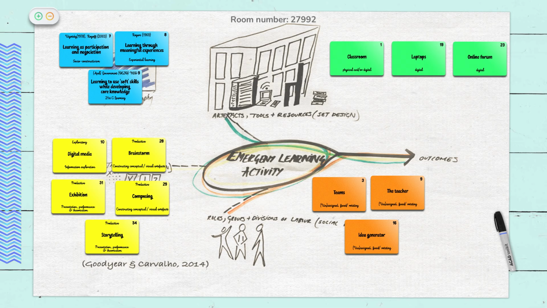In the part of space and objects, it's pretty simple. I just put a classroom because the whole project is developed in the classroom. Then laptops, because the best way to create the digital comic is on a laptop, and an online forum as the web, it's online. And last but not least, in the members, I've put teams because they are working in teams. The teacher is acting as a guide all the time, helping with any doubts that they have, as well as with the technological devices. And idea generator, because they are all the time giving ideas of what they can do, how they can do it, and the best way possible to do it.